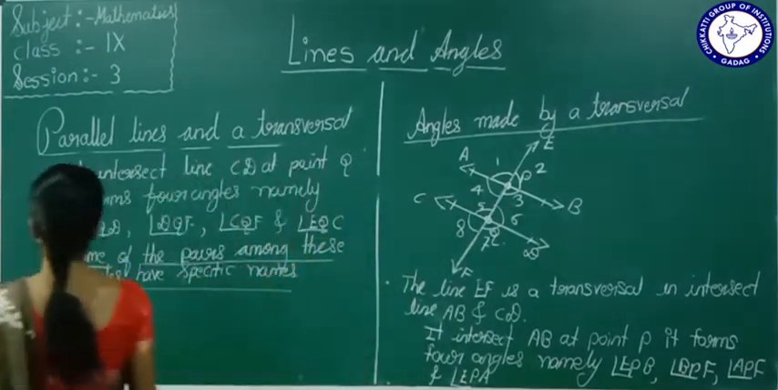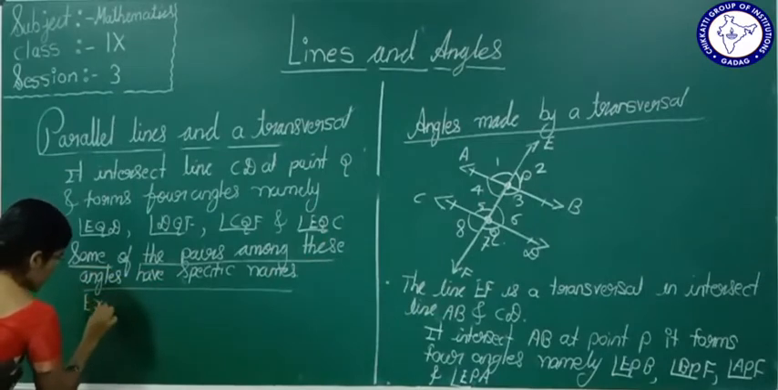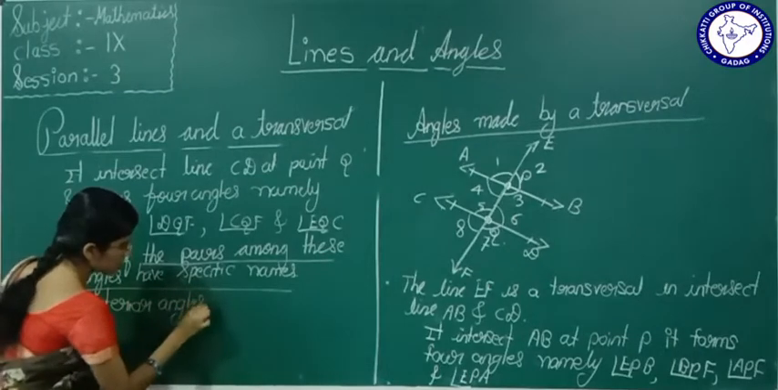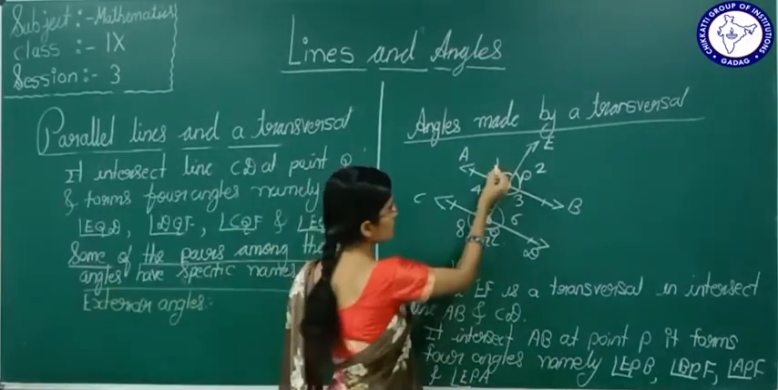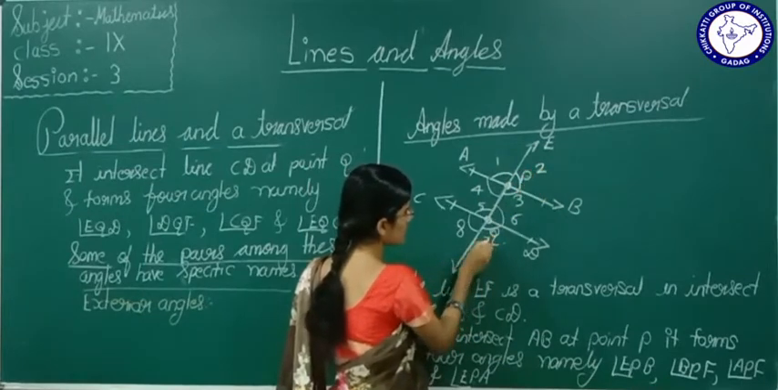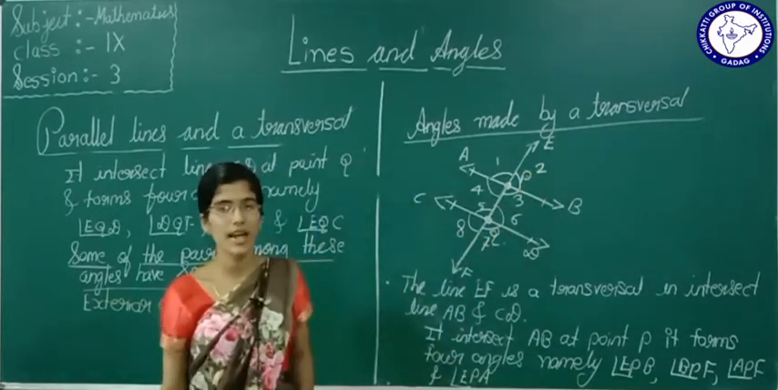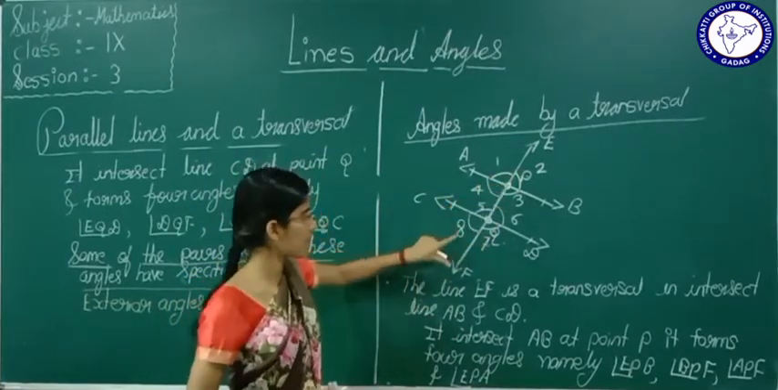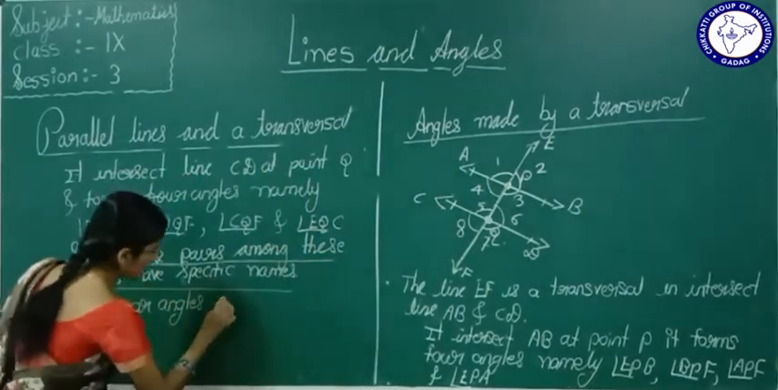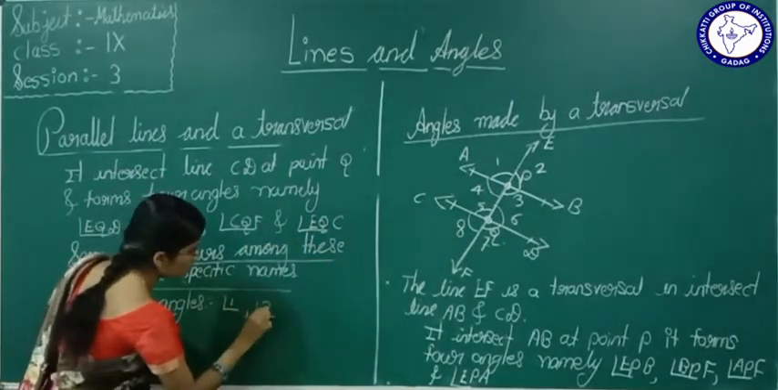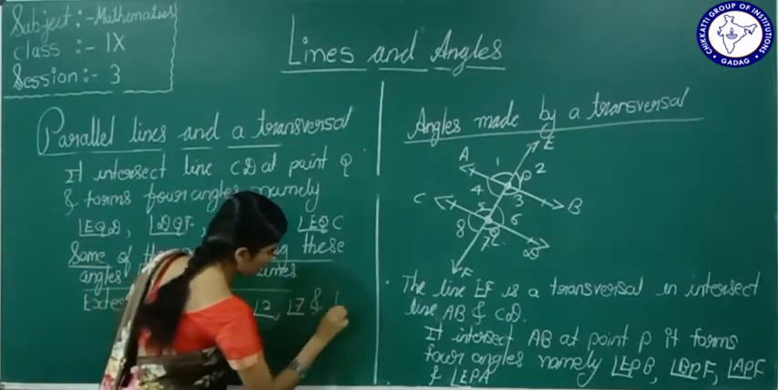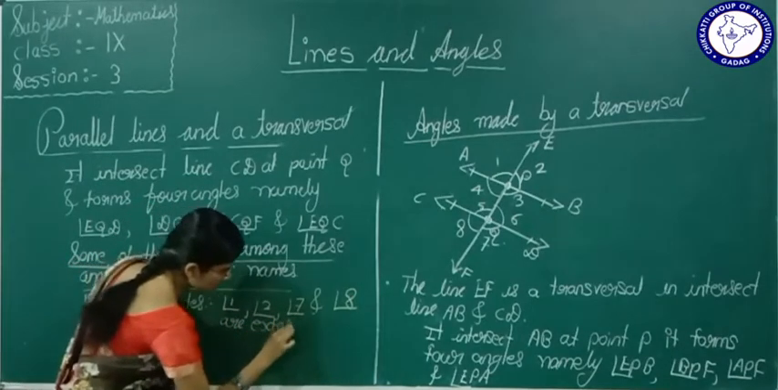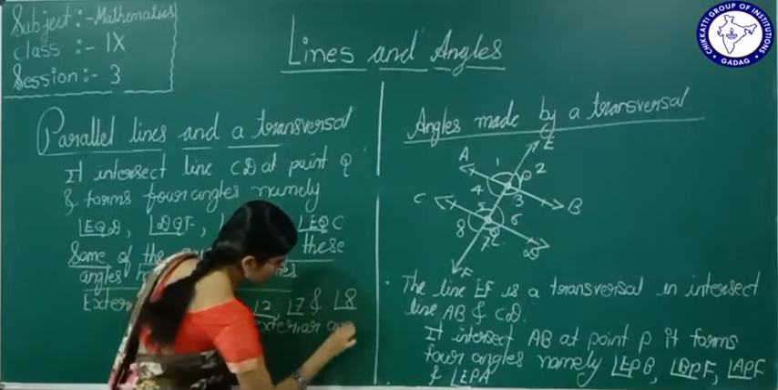First we will see what exterior angles are. Here angle 1, angle 2, angle 7, angle 8 are called exterior angles. Exterior means somewhat outside, right? Angle 1, angle 2, angle 7 and angle 8 are exterior angles.